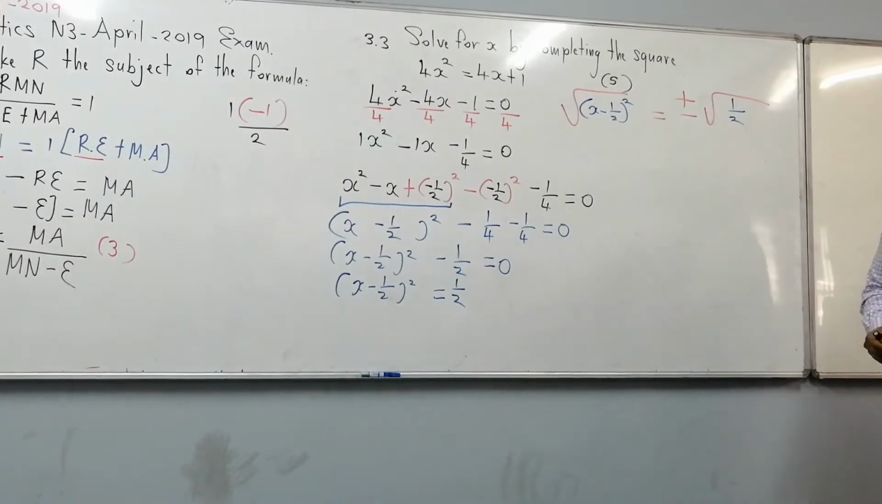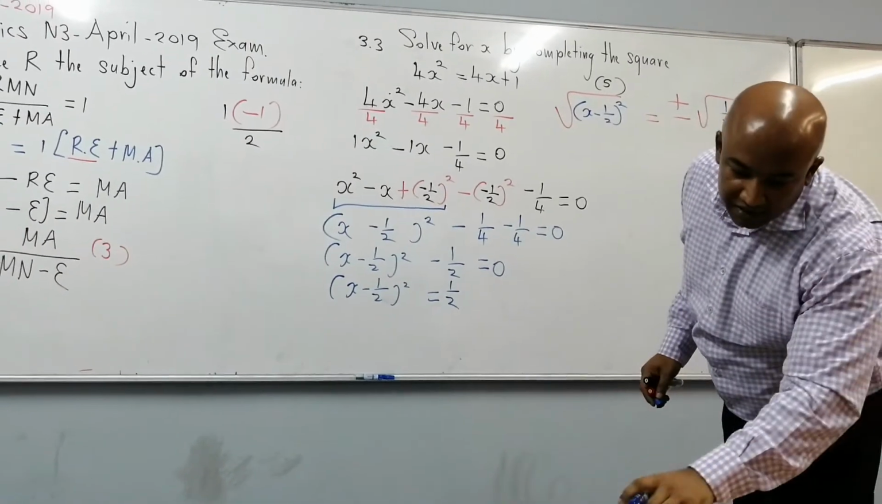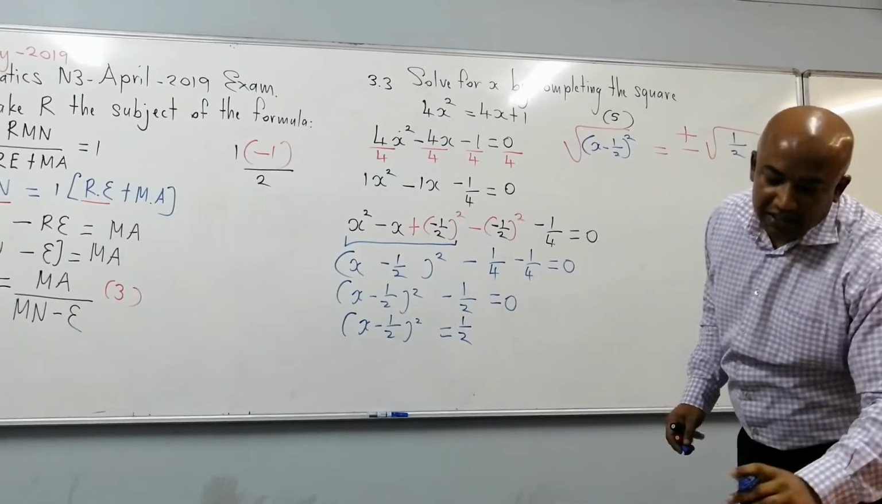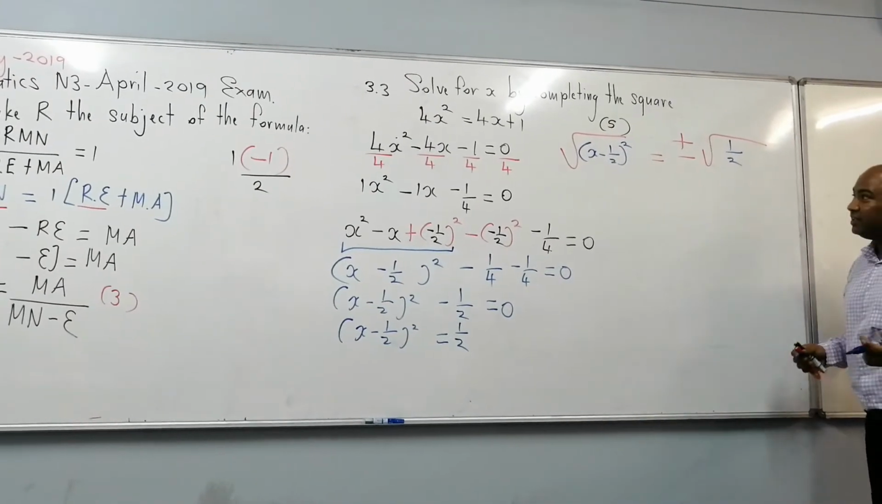They did not say without a calculator, yeah? I don't see it. It just says solve for x by completing the square. I'm not sure why it's 5 marks, but anyway.